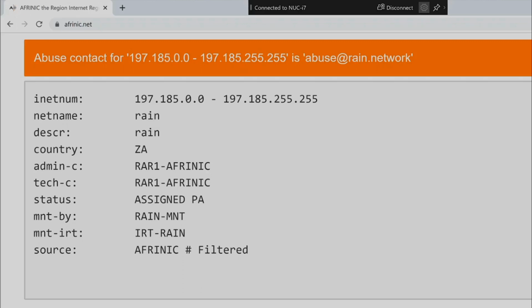You can see that this one happens to belong to RAIN, and it does not take a lot of thinking to see that the address that we are talking about here, the network address really, is 197.185.0.0/16. 256 Class C addresses have been combined here to form a new Class B-like address.